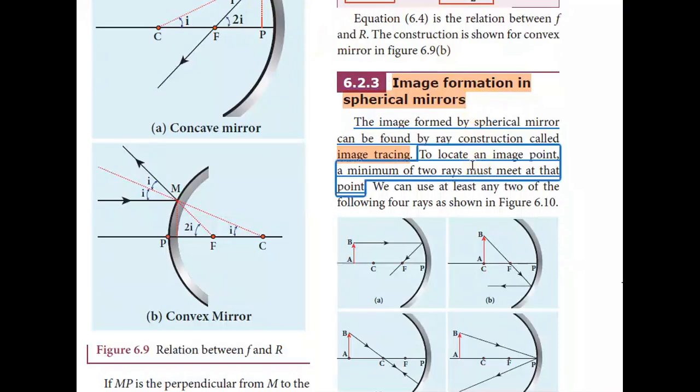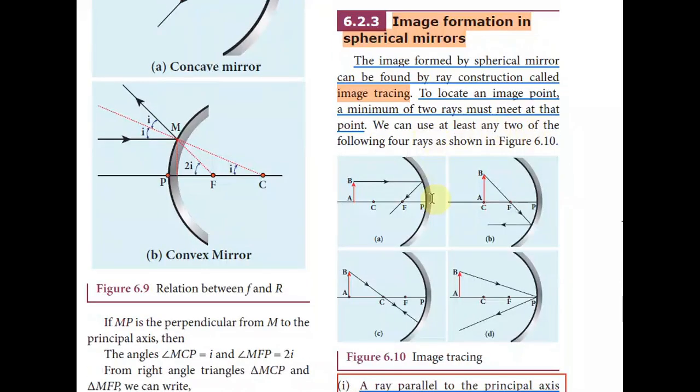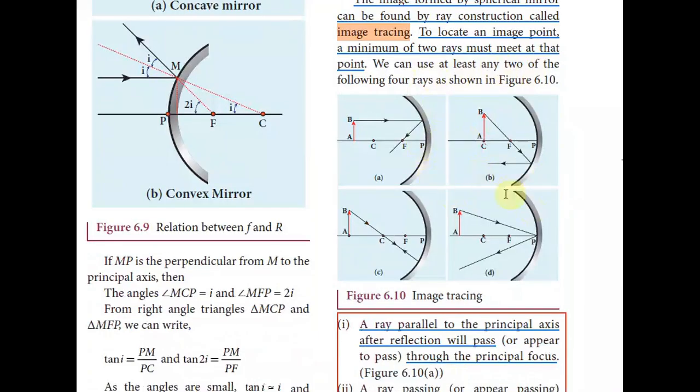Dear students, in this video we are going to study the image formation in spherical mirrors. The image formed by a spherical mirror can be found by ray construction, which is called image tracing. To locate an image point, a minimum of 2 rays must meet at that point. So we can use at least any 2 of the following 4 rays as shown in this figure.